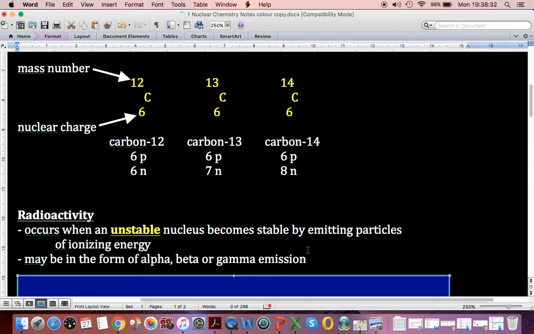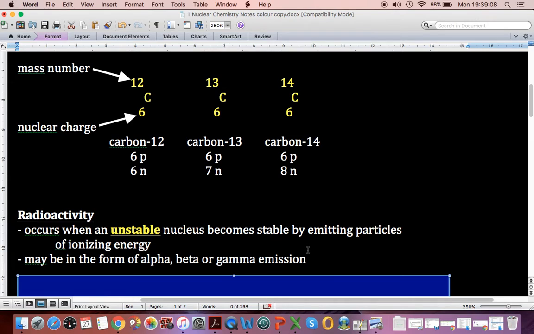There's something called radioactivity, and that just means we're looking at nuclei that are unstable. Some nuclei are stable, some isotopes, and other nuclei are unstable. If you have a stable nucleus, that means it doesn't want to change, then it would be considered not radioactive. If you have an unstable nucleus, then it's radioactive. It's going to give off energy in some form. And so we have things called alpha particles, beta particles, or gamma rays.